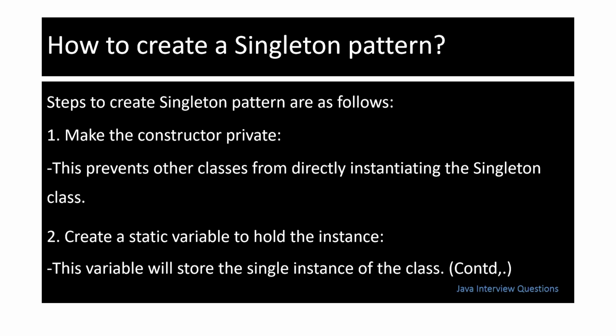How to create a Singleton pattern? Steps to create Singleton pattern are as follows. Step 1. Make the constructor private. Means this prevents other classes from directly instantiating the Singleton class. Step 2. Create a static variable to hold the instance. Means this variable will store the single instance of the class.